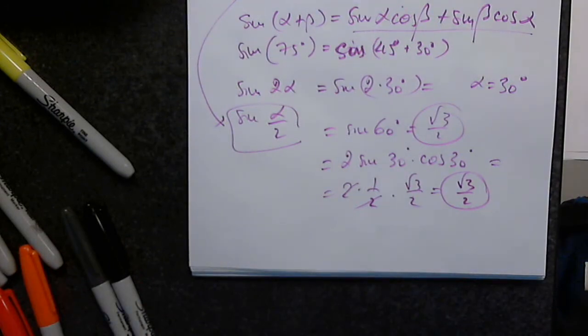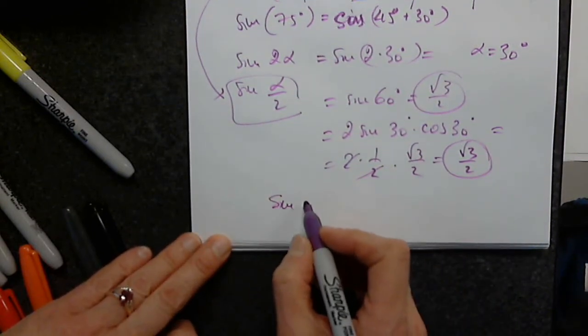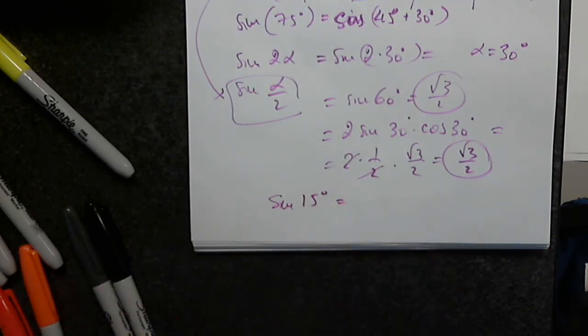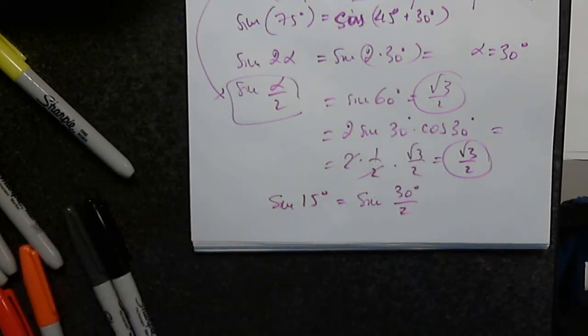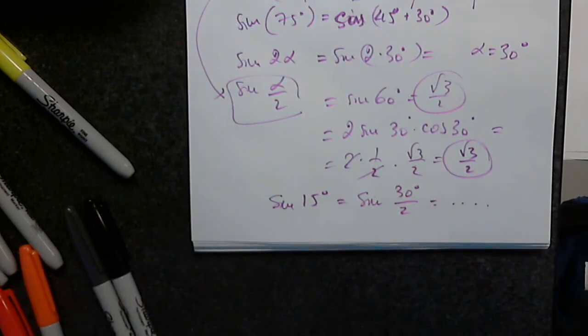This was a simple example because we knew everything, but we may not know the angle. For example, let's say I want to find sine 15 degrees. Now I have a different way than saying sine 45 minus 30. I have the way of sine 30 degrees divided by 2 for the half angle. And of course, this has to wait because I didn't get to it yet. I'm just doing it right now.